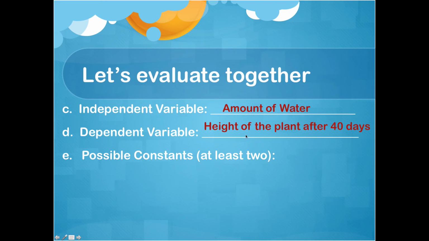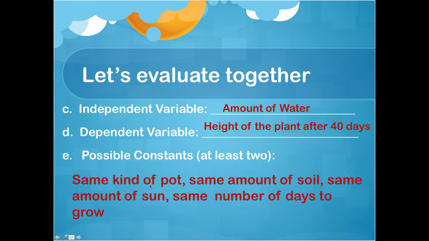I'm changing the water, measuring the height of the plant. I want to keep everything else the same. So this is going to be things like, I'm going to use the same kind of pot that I put my seeds in. I'm going to give them the same amount of soil, the same type or brand of soil, the same amount of sun, the same number of days to grow. All of those things are going to help me be certain that if there's a difference in height, it's only because of the change of water, because everything else was constant, was the same. All right, let's keep going.